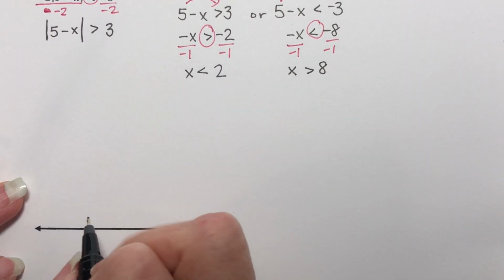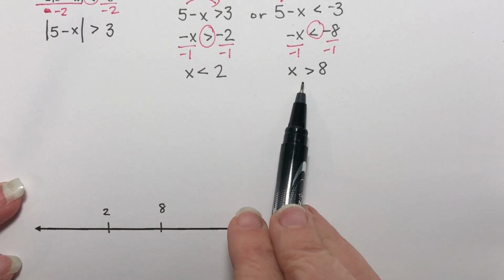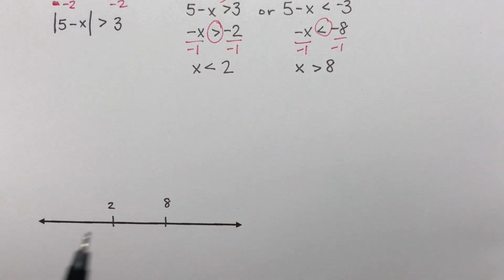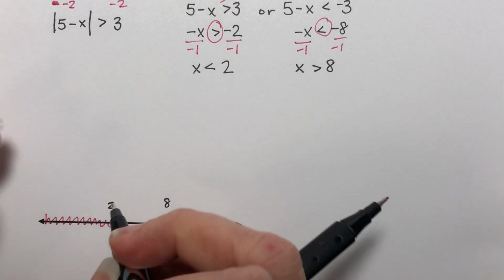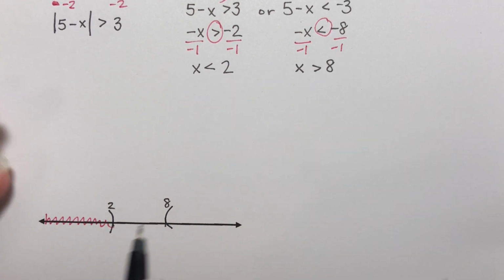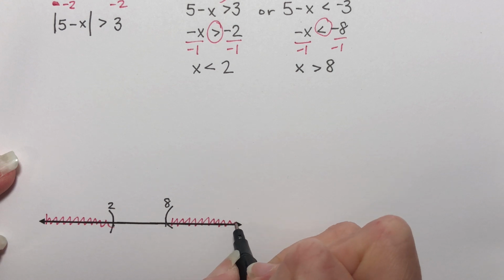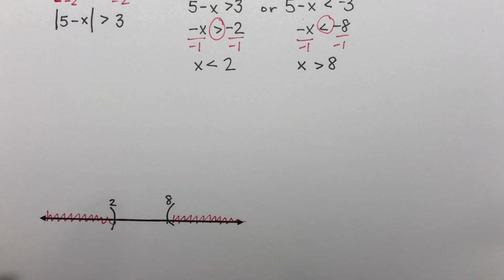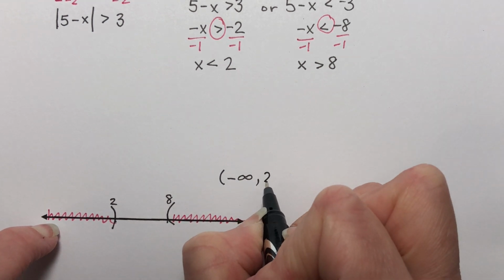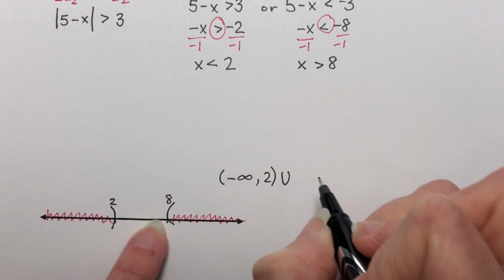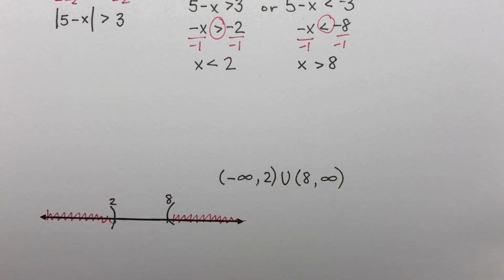So the numbers I need are 2 and 8. These are both going to have parentheses. I'm looking for numbers smaller than 2, so these are to the left with parentheses here. And the 8 will have parentheses, and I'm looking for numbers that are bigger, so I shade off to the right with those. Now for interval notation, this is -infinity up to 2, union 8 to infinity. And that's our solution.